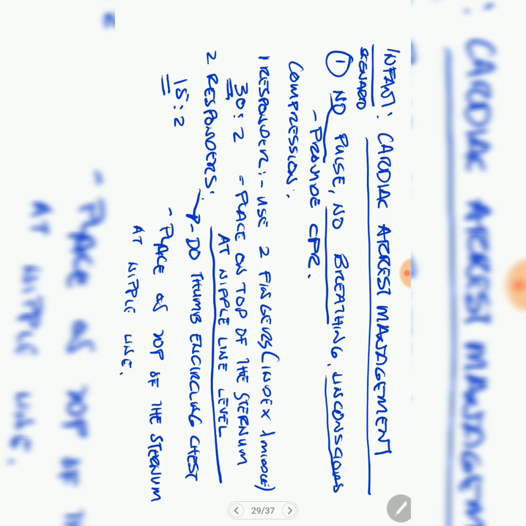For 2 responder CPR, you can do thumb encircling chest and place still on top of the sternum, on the nipple line. Then the compression cycle is 15:2, and there are some institutions that will direct you to reassess the patient after 10 cycles, since there are 2 responders, so that's 15:2 for 10 cycles, but it is not clearly emphasized in the guidelines.